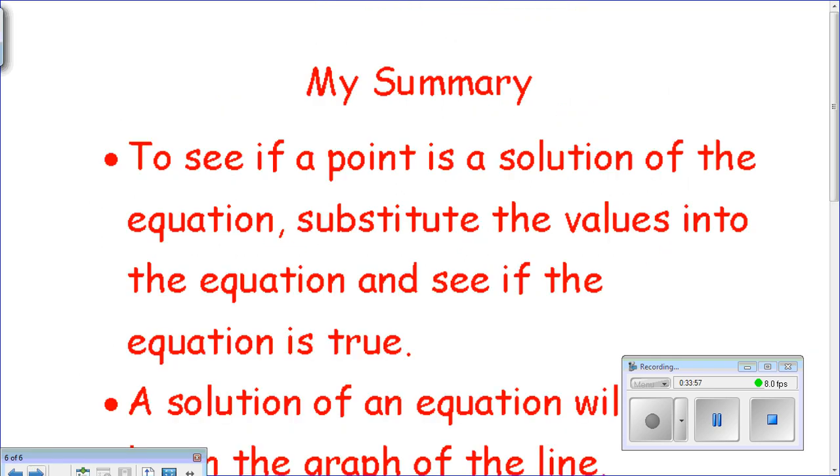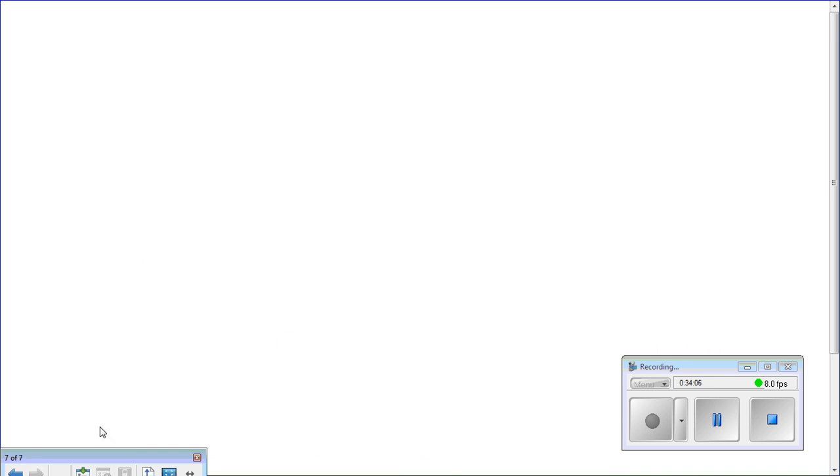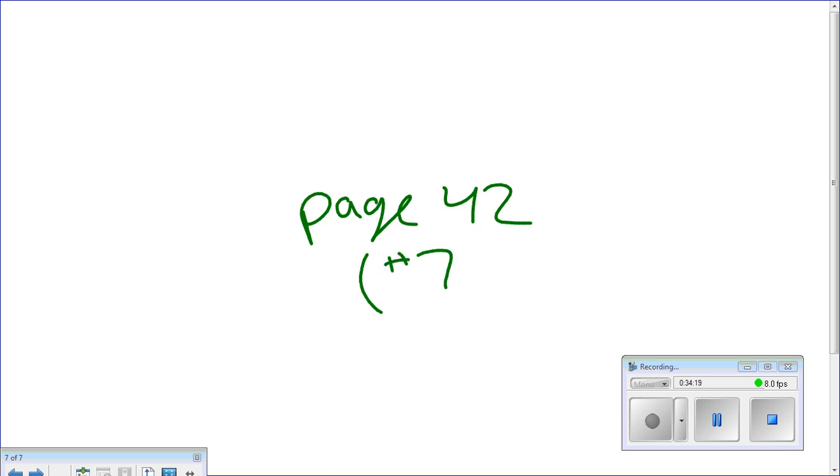Here is our summaries that is connected to your page. And I will write your homework on the board. Homework is due tomorrow. The homework is page 42, numbers 7 through 9. 42, numbers 7 through 9. And this is due tomorrow.